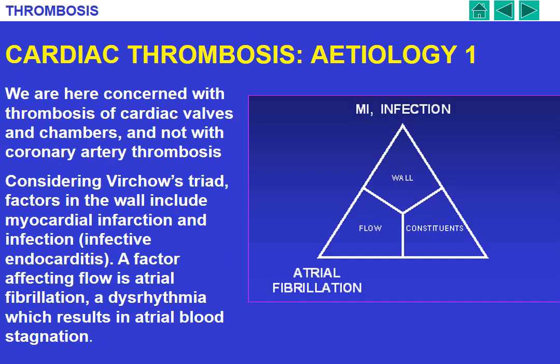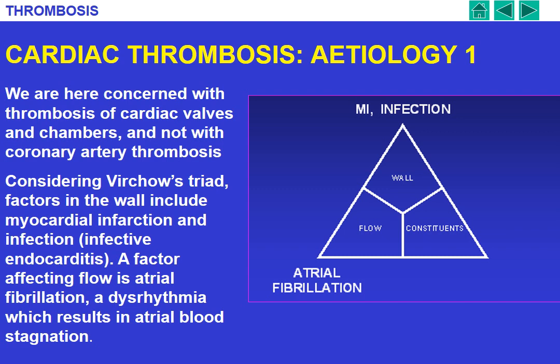We now move on to consider thrombosis of the cardiac valves and chambers. This is quite different from coronary artery thrombosis, thrombosis in the artery serving the myocardium, which we've just been examining. If we consider the etiology of cardiac thrombosis first of all, we can once again begin with Virchow's triad. Factors in the wall which can promote thrombosis in the cardiac chambers include myocardial infarction and infection of the wall. Infection occurs most commonly in the valves and is known as infective endocarditis.